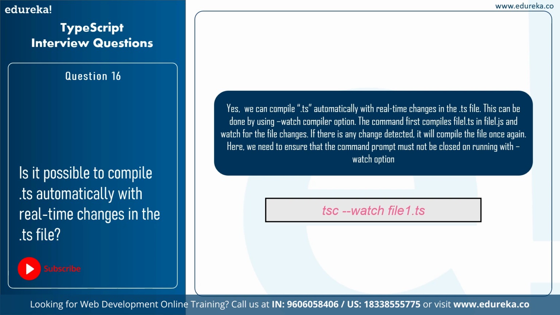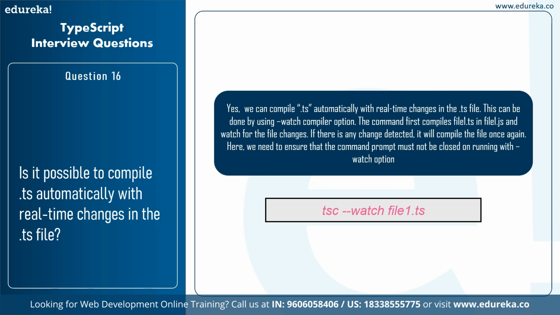So what you can do is you can write tsc --watch, then put your file name, that is file1.ts. Now this command first compiles your file1.ts into file1.js and watches for the file changes. So if there is any change detected, it will compile the file once again. Here we need to ensure that the command prompt must not be closed when running with the watch option.